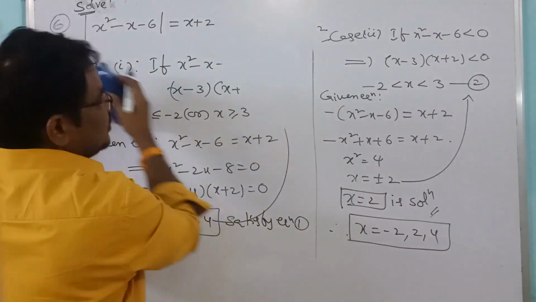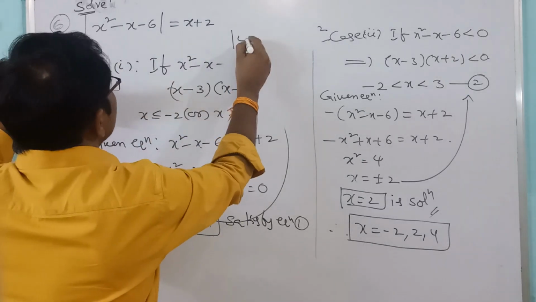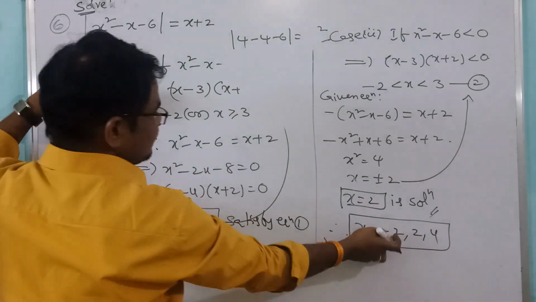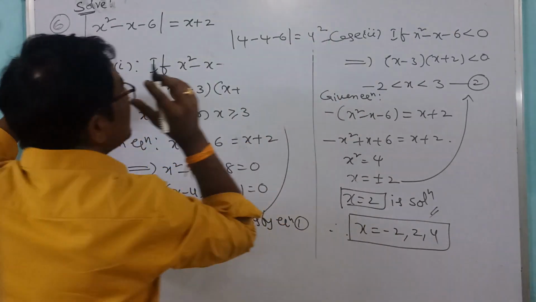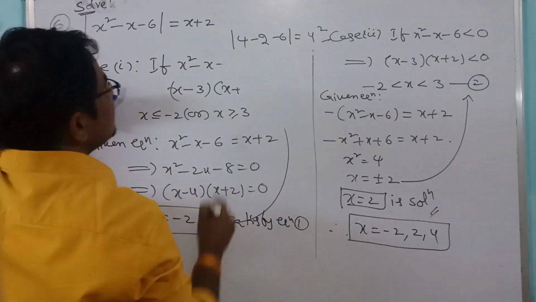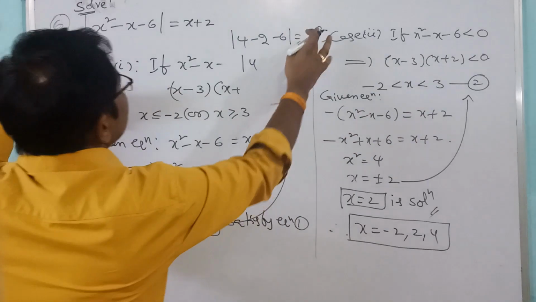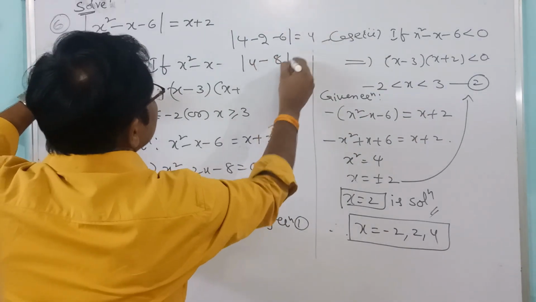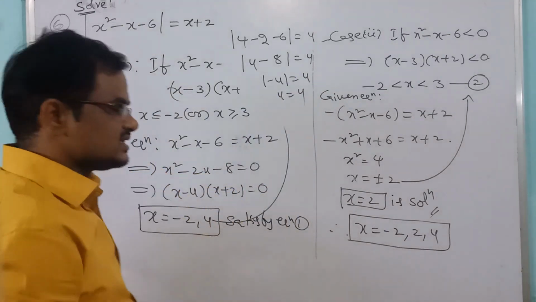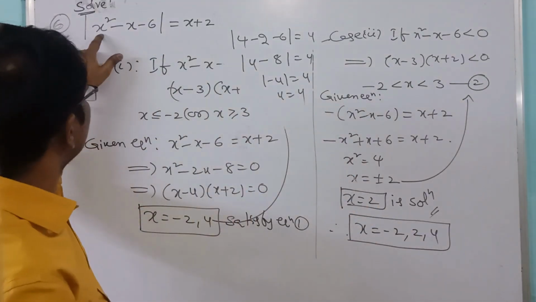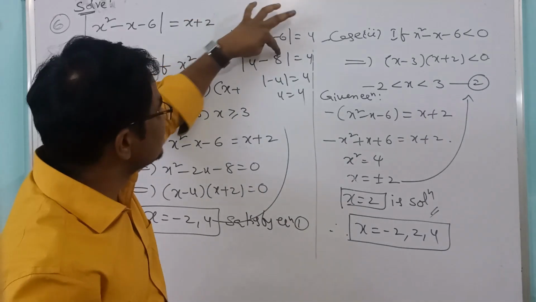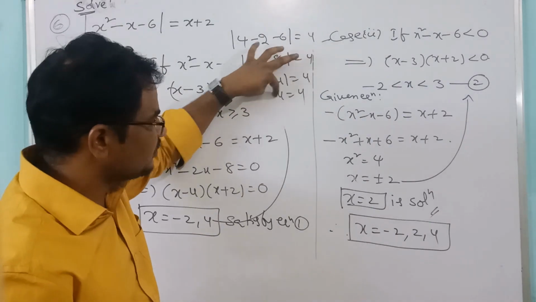If you take x equal to 2, here modulus of 4 minus 4 minus 6 equal to 2 plus 2, this is 4. Here 4 and x value is 2, here 2. Now that is 4 minus 8 equal to 4. Modulus of minus 4 equal to 4, 4 equal to 4. Once again, x equal to 2, if you substitute, 4 minus 2 minus 6, so here 4 minus 8, modulus of minus 4 is equal to 4, 4 equal to 4.